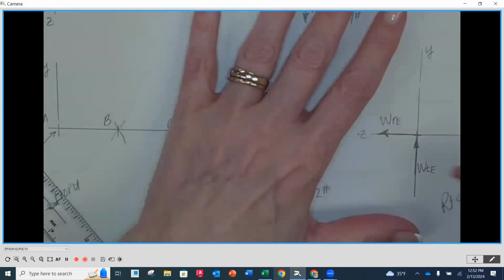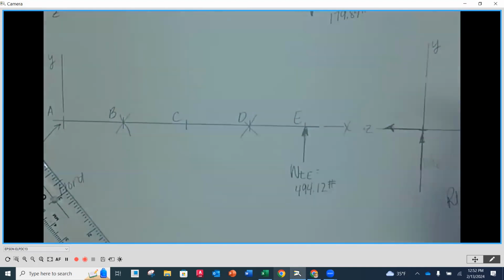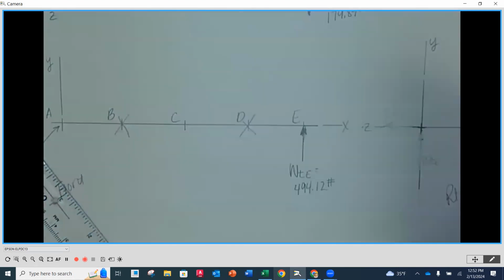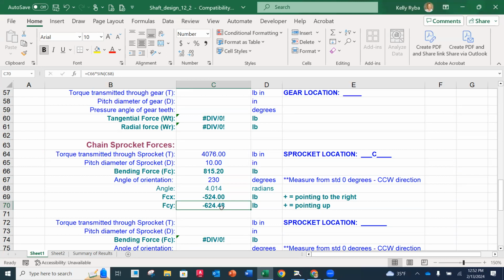So what I'm going to do is take this off of here, and that's why I'm using pencil, because I've got 3 sets to do. I'm simply going to redo it based on my new one. My X is going in a negative direction. As it says on the right-hand side in the comments, positive is equal to the right. Since this is negative, this is going to be 524 going to the left. So this is my FCX, the chain force X component.